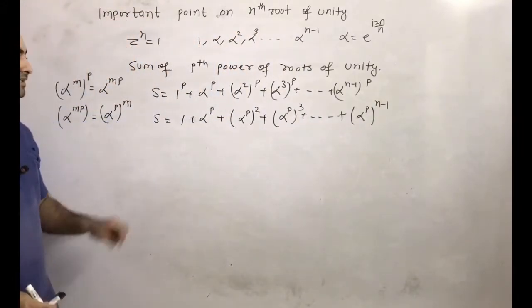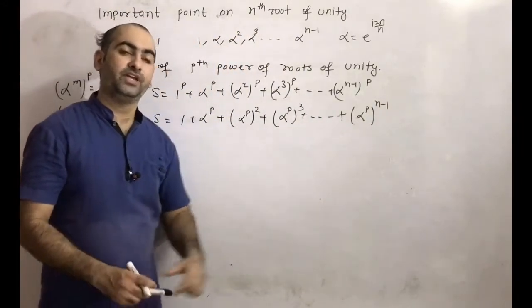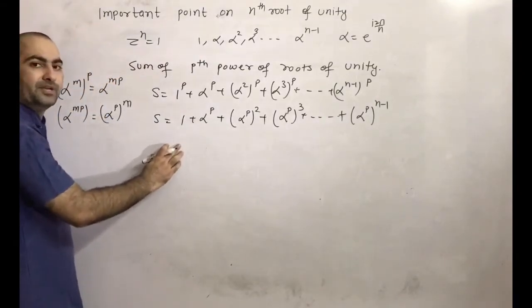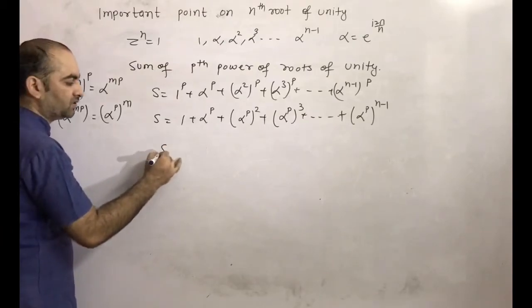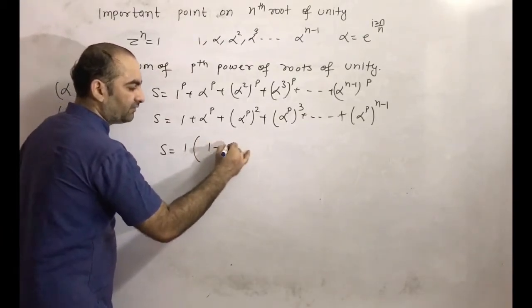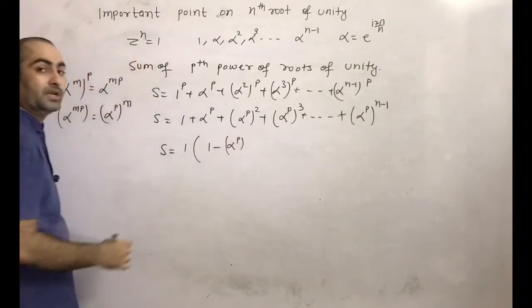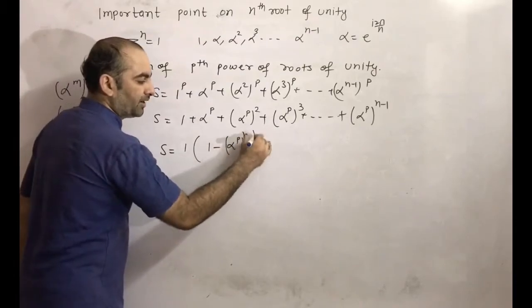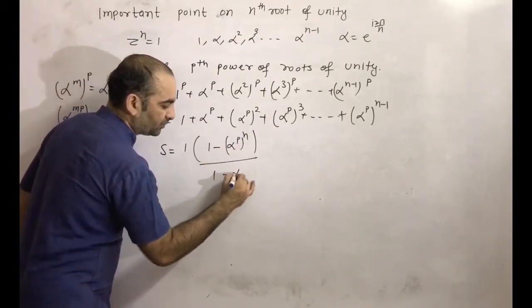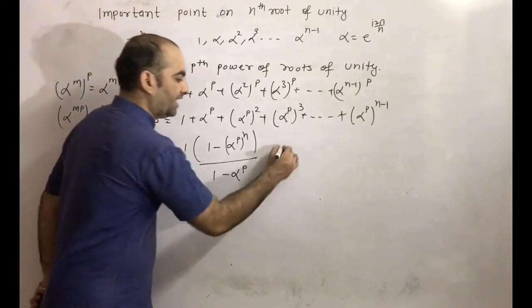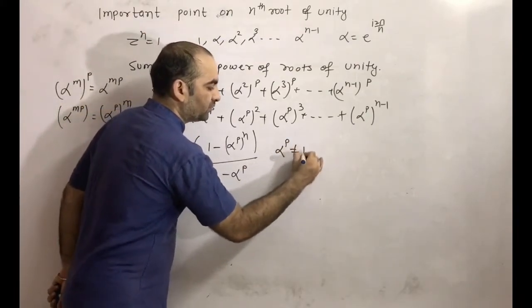Now this series is a GP series, so we can find the GP series summation. Here the first term is 1 and the common ratio is alpha to the power p. So S equals the first term 1, in bracket 1 minus the common ratio to the power number of terms. The number of terms is n. So alpha to the power p to the whole power n, divided by 1 minus alpha to the power p. This is your summation. This formula is valid if alpha to the power p is not equal to 1.